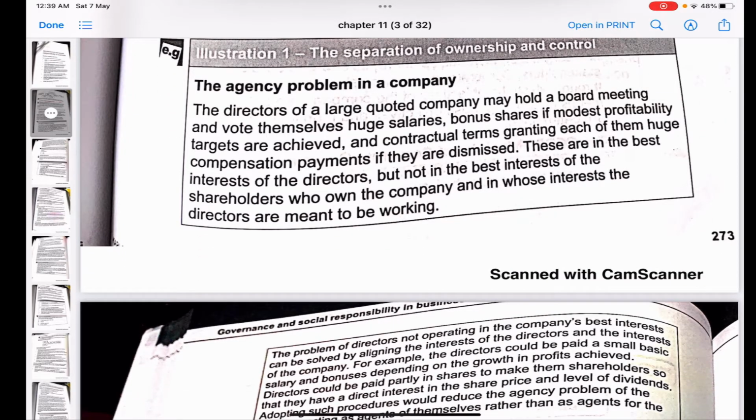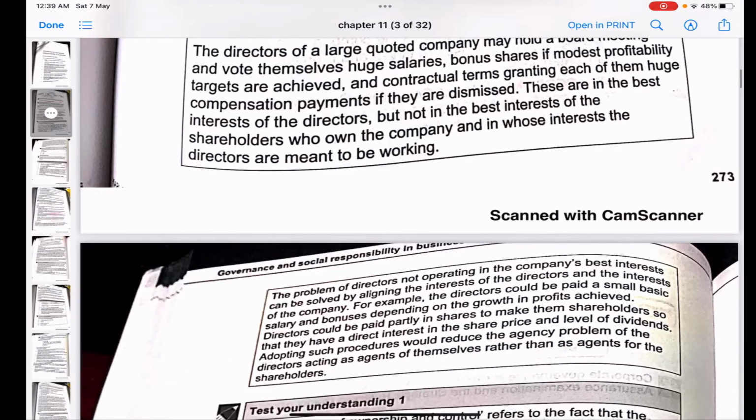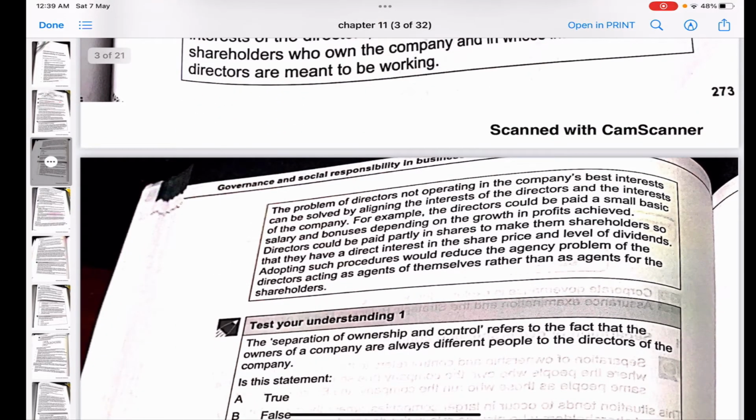Illustration. The directors of a large quoted company may hold a board meeting and vote themselves huge salaries and bonus shares if modest profitability targets are achieved, and contractual terms granting each of them huge compensation payments if they are dismissed. These are in the best interests of the directors, but not in the best interests of the shareholders who own the company, and in whose interests the directors are meant to be working.